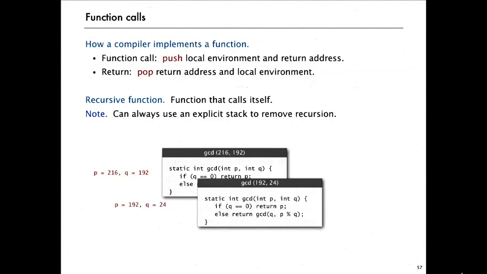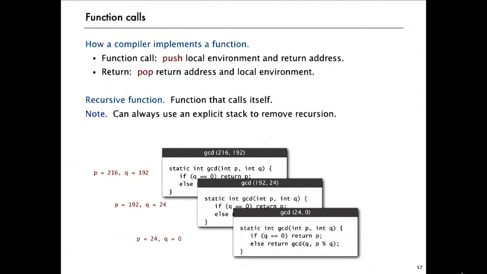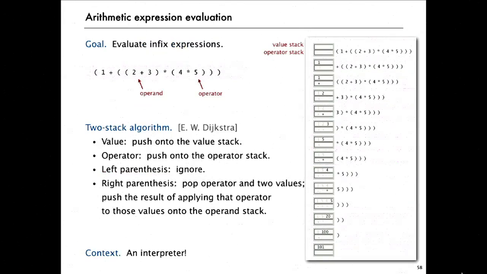So for example, we have the GCD function computing the greatest common divisor. The greatest common divisor of P and Q is the greatest common divisor of Q and P mod Q, and it just calls itself until Q gets to be 0. And as this graphic indicates, it just does it by saving the information on a stack.